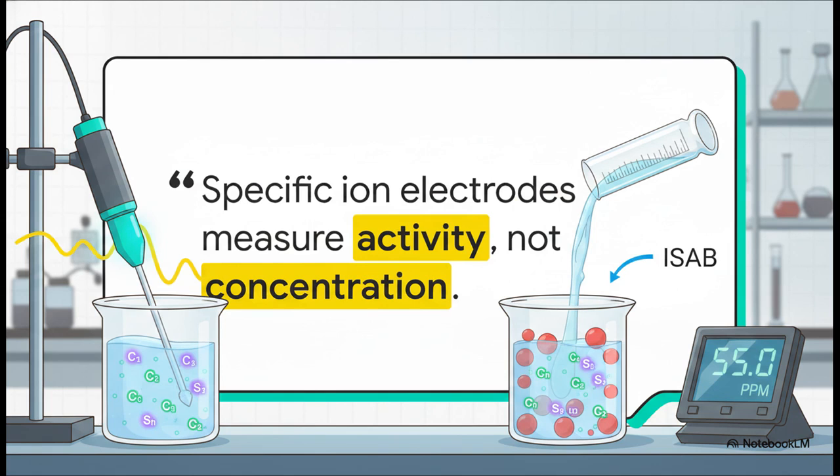So the crucial point here is understanding exactly what that electrical signal is reading. As our source material beautifully states, specific ion electrodes measure chemical activity, not strictly concentration. To get a highly accurate concentration reading in something like parts per million, we have to add an ionic strength adjustment buffer, or ISAB for short. By adding a large amount of an inert, strong electrolyte, we fix the ionic strength to a constant value. That step ensures that our voltage reading accurately reflects the true chloride concentration.